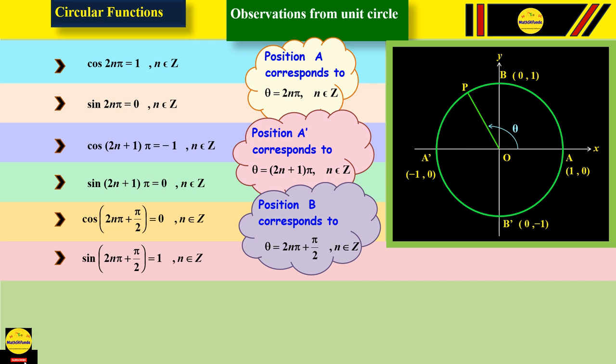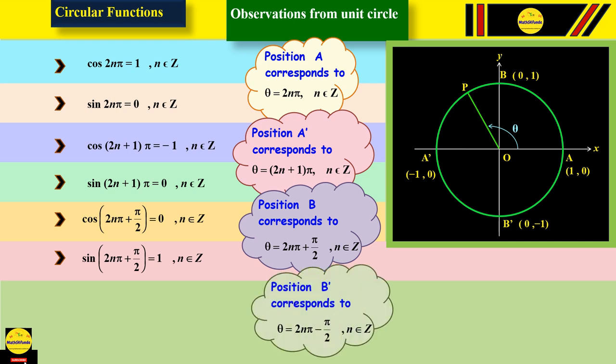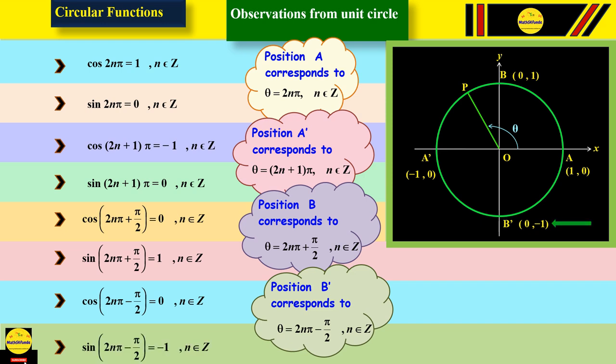Now the last point is B dash. About that also we can write certain things. Position B dash corresponds to theta equal to 2n pi minus pi by 2, right? And here also you observe that x coordinate is nothing but 0. That means cos of 2n pi minus pi by 2 is 0. And similarly, I can write about sine part also. Now sine theta should be -1 and theta is 2n pi minus pi by 2. That means sine of 2n pi minus pi by 2 is -1.